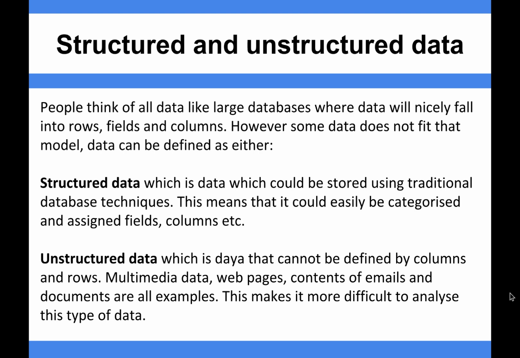But you've also got huge amounts of unstructured data. I've got a spelling mistake there, but I apologize for that. It should be data. Unstructured data is data that cannot be defined by columns and rows. Things like multimedia data, web pages, contents of emails, and documents are all examples. There are huge data sets out there of big data that contain all of this stuff.